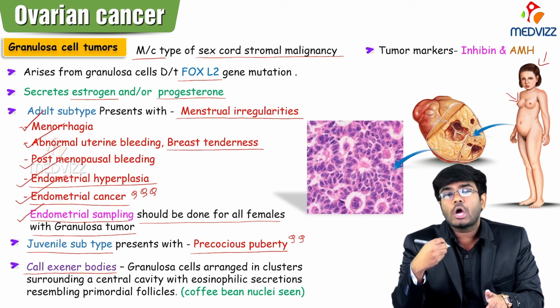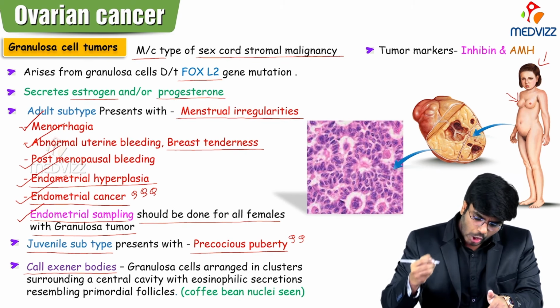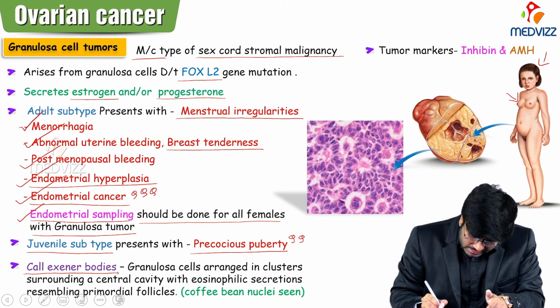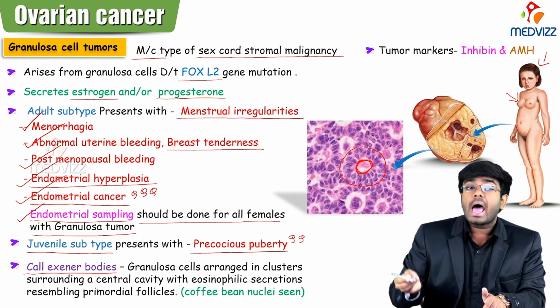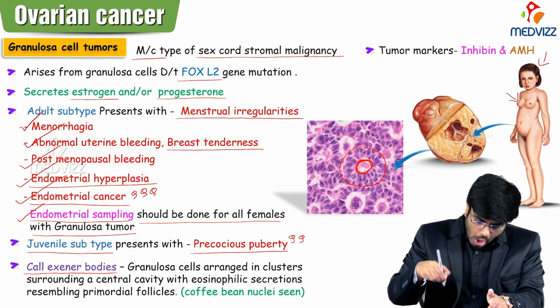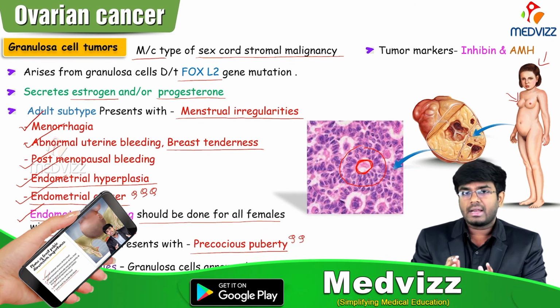On histopathology, you can see these called Call-Exner bodies. What are these called Call-Exner bodies? Call-Exner bodies are nothing but the granulosa cells. These granulosa cells are arranged around an eosinophilic secretion. There is a central eosinophilic secretion around which the granulosa cells are concentrically arranged.